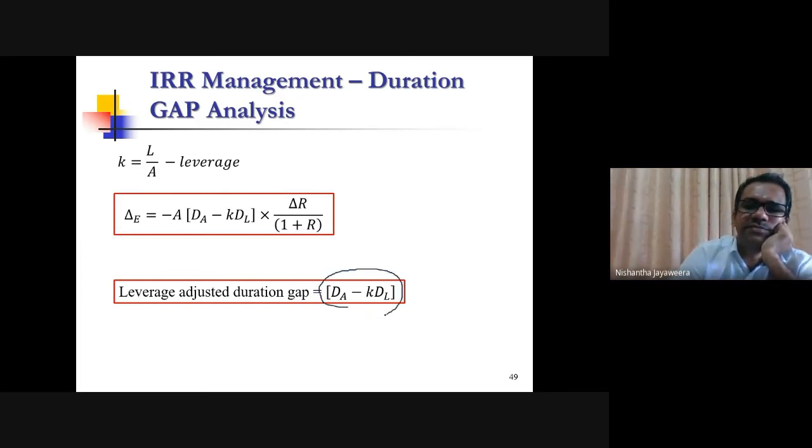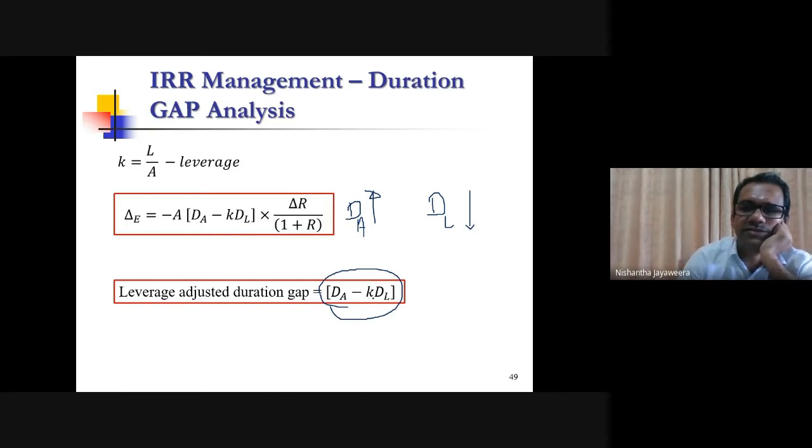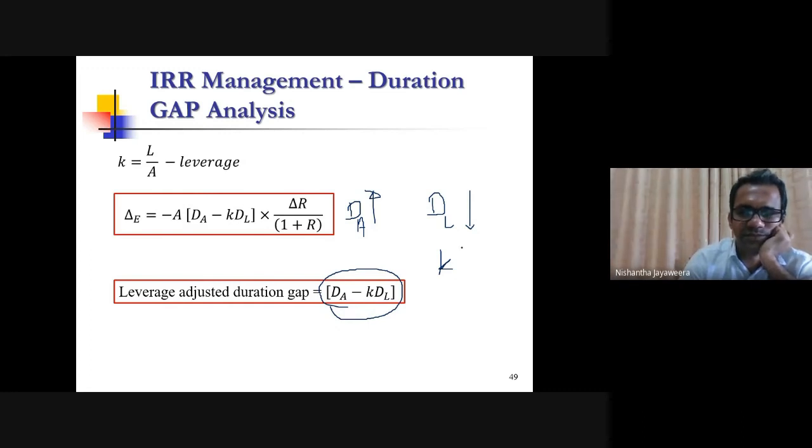If these gaps widen, that can happen either due to the duration of assets increasing, or the duration of liabilities decreasing, or an increase or decrease in K. This would widen if the duration of assets increases, correct? Or the duration of liabilities decreases, or simply if the whole term decreases, this difference would be widened. So that can happen either dL goes down or K goes down.